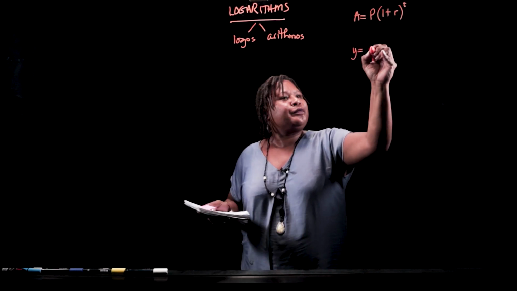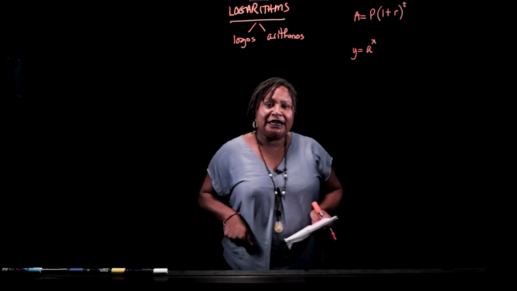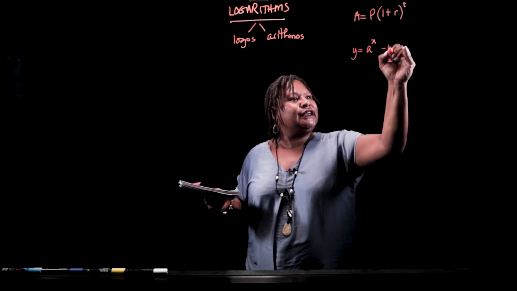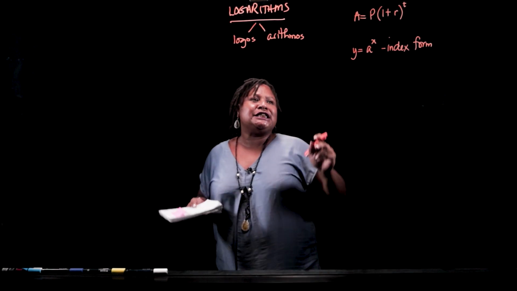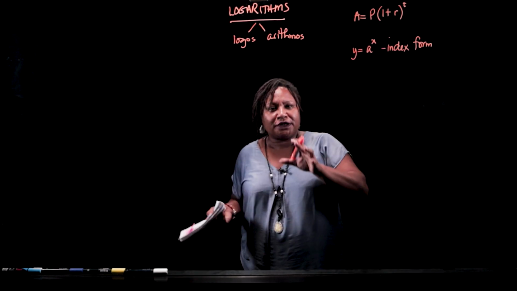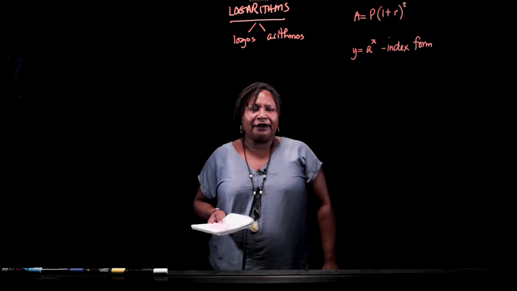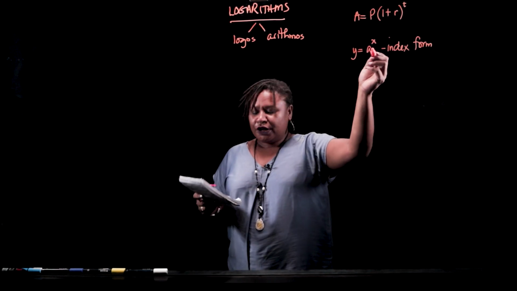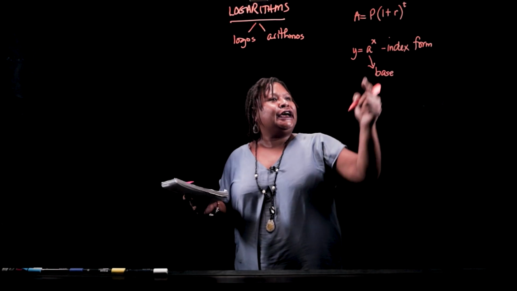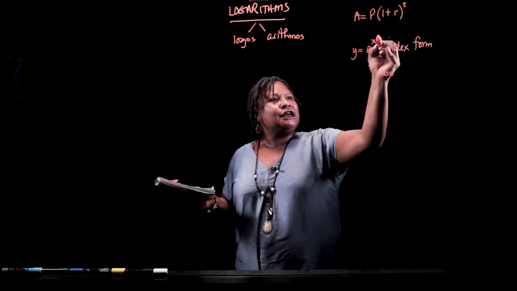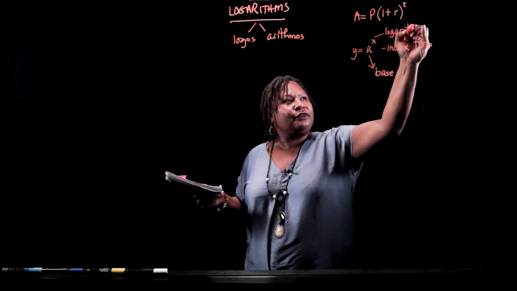y equal to a to the power of x. Now, this is an equation in index form. Logarithms is the inverse operation or the opposite operation to taking the index of a number. Now, we know that this is the base, and this is the index. This is also known as the logarithm.